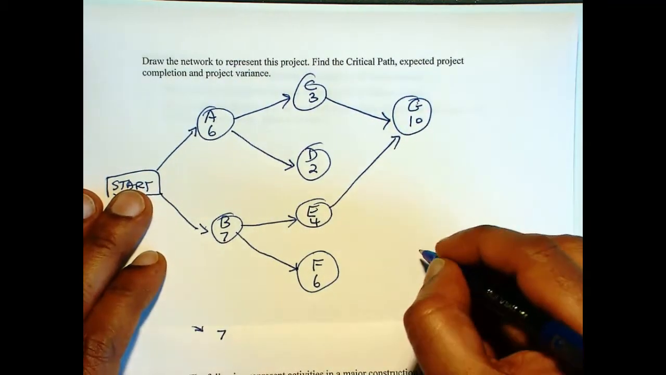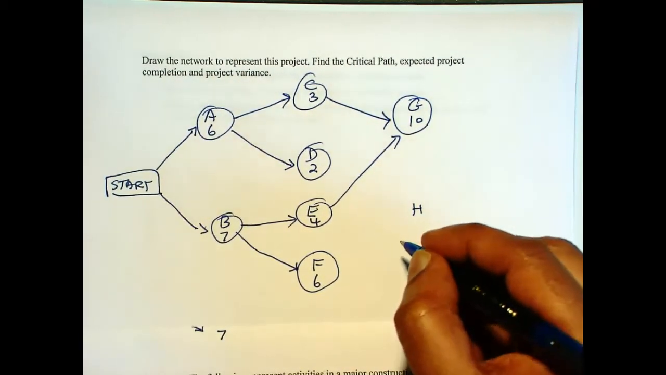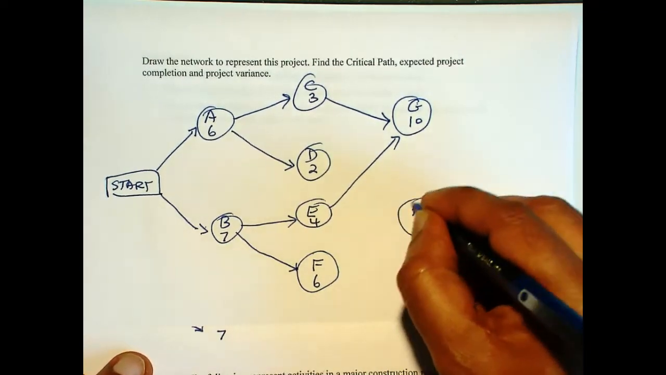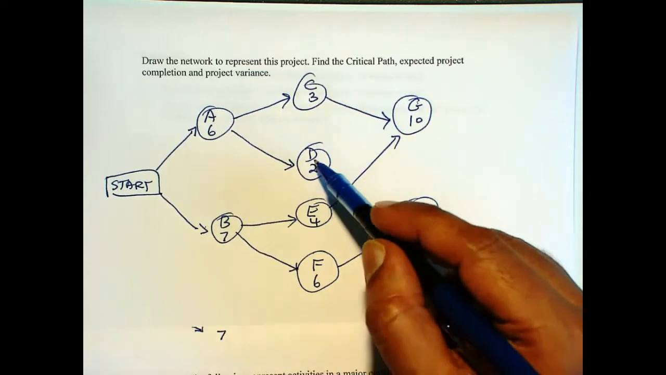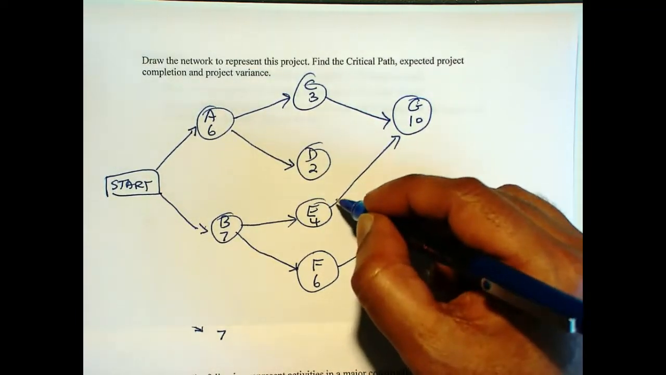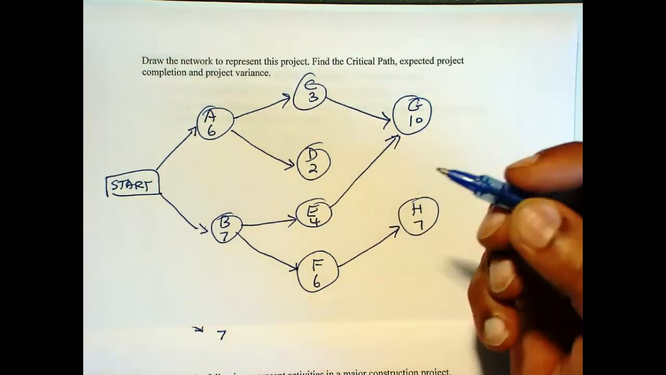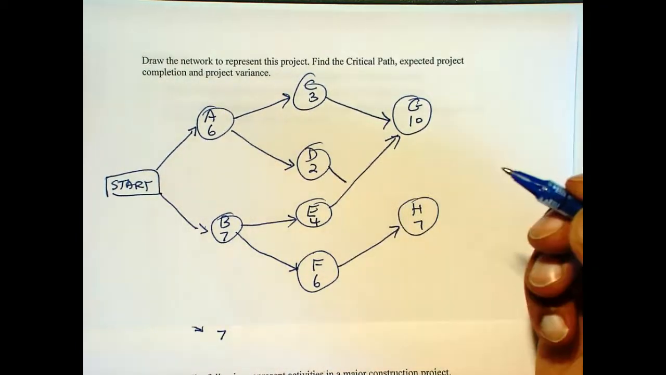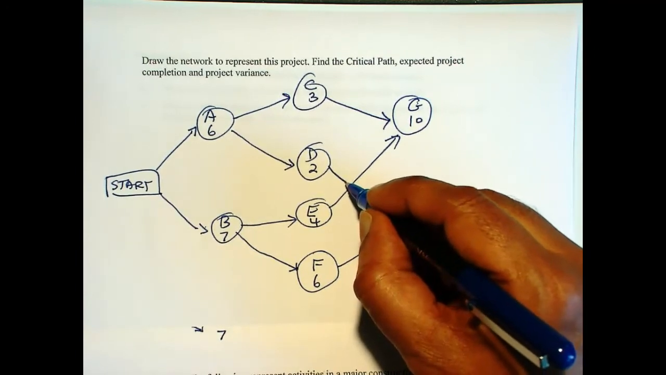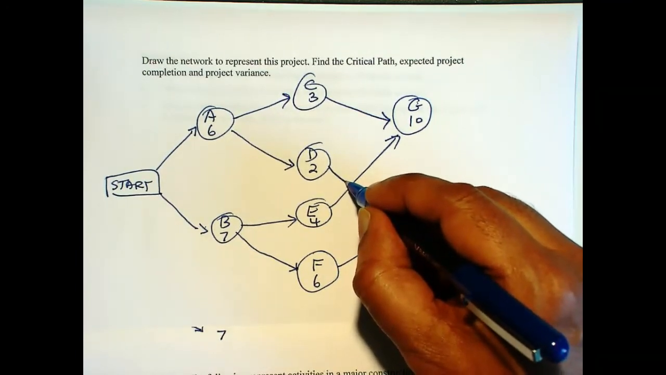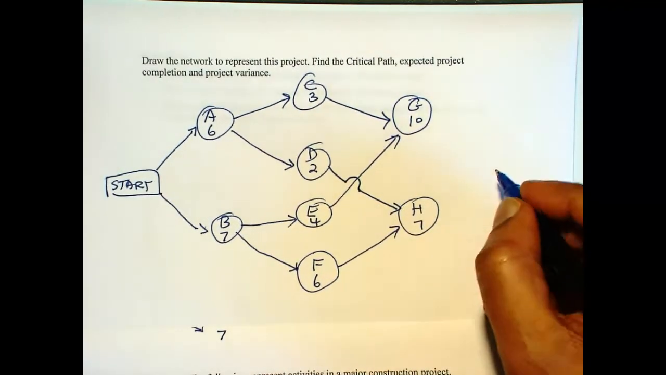Now we are going to have to cross this arrow, which we really don't want, but we cannot avoid. But we can try to make believe that it is not crossing by going like this. Okay, and then we have finish. Now we can do the forward and backward pass.